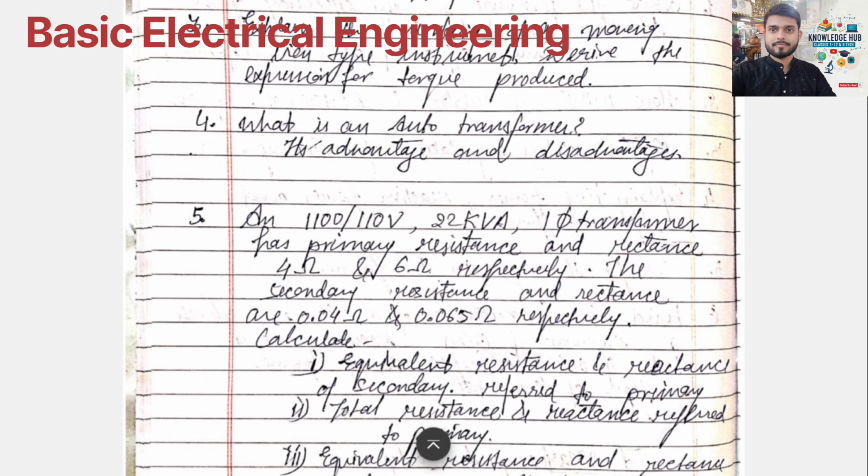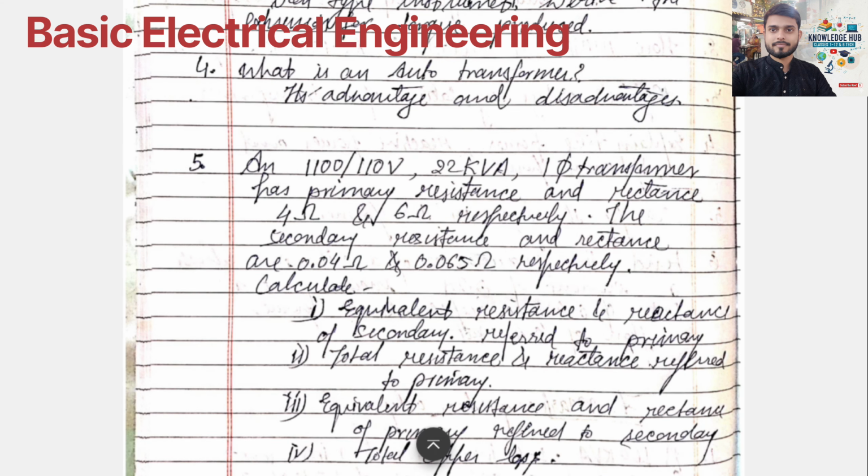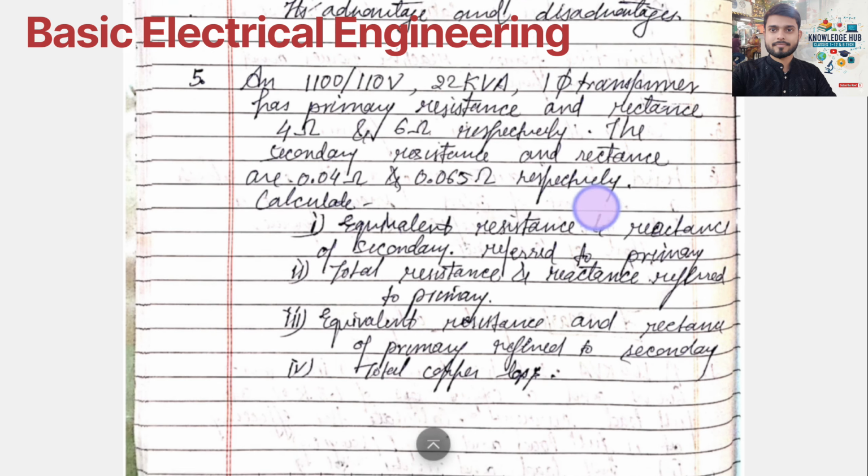Explain the working of a moving iron type instrument. Derive the expression for torque produced. Fourth question is what is an auto transformer? Its advantages and disadvantages. Basically, a transformer working without any changes on it is known as an auto transformer.